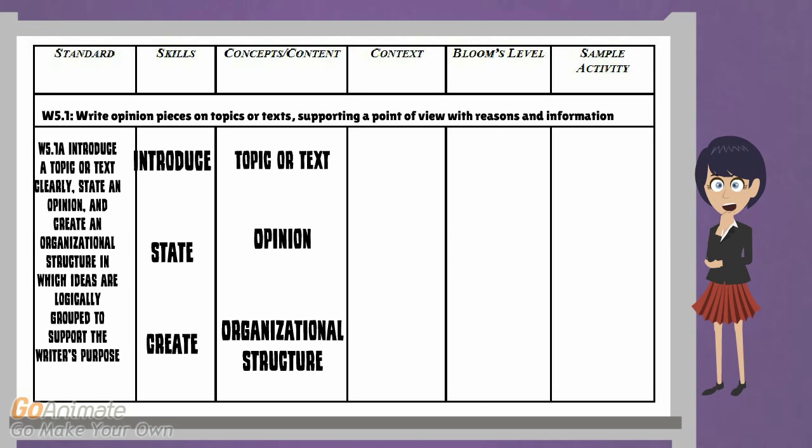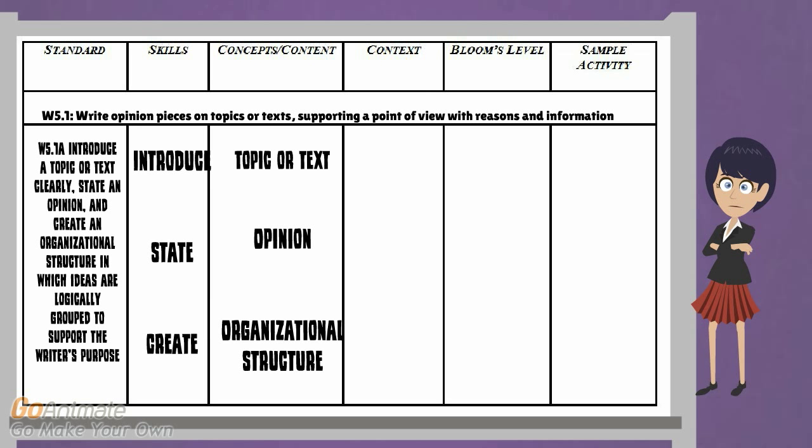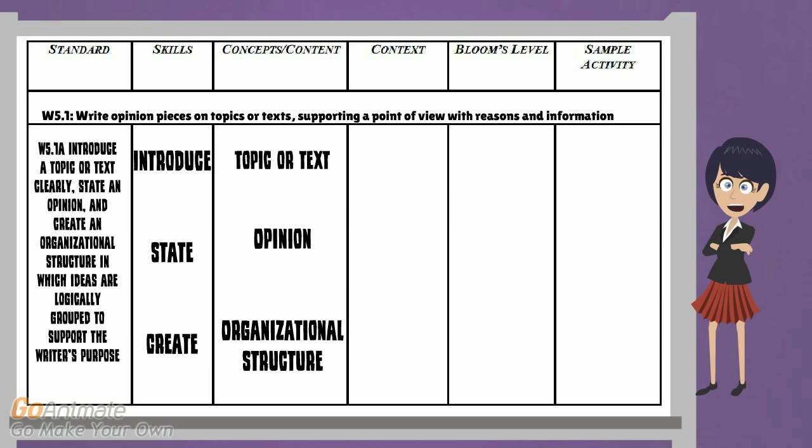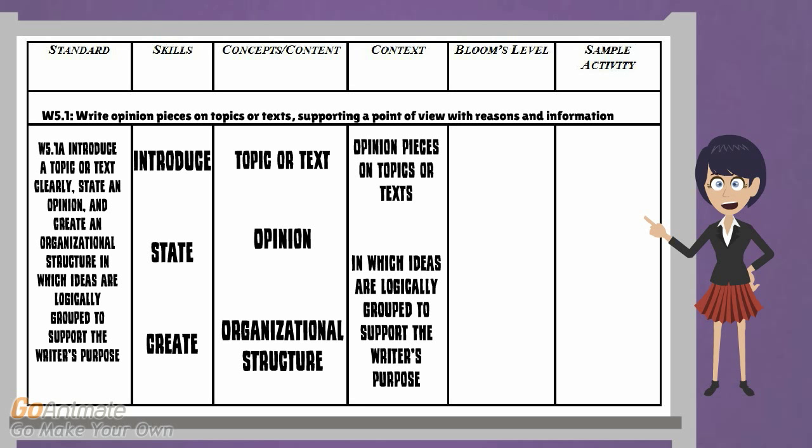Context. The context asks me to consider when the learner will demonstrate the skills and concepts. These benchmarks are all leading to writing an opinion piece, as stated in the standard itself. I know it is good to keep the standard in mind as I unpack the benchmarks. It serves as an anchor. I can use words from the standard as I unpack the benchmark. So, for the context column I am going to write opinion pieces on topics or texts.